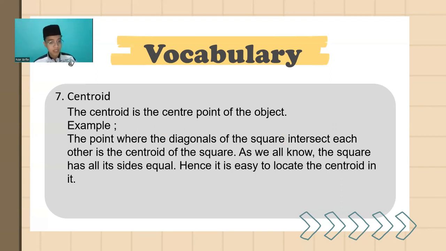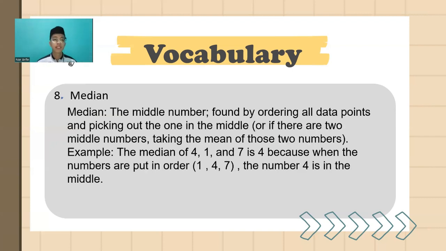Next is centroid. In bahasa, centroid is titik pusat. The centroid is the center point of the object. Example, the point where the diagonals of the square intersect each other is the centroid of the square. As we all know, the square has all its sides equal. It is easy to locate the centroid.